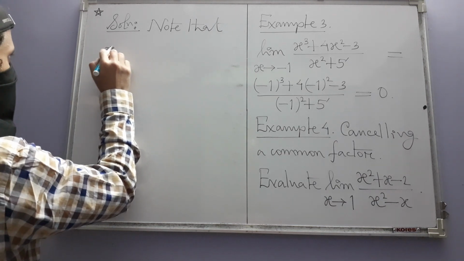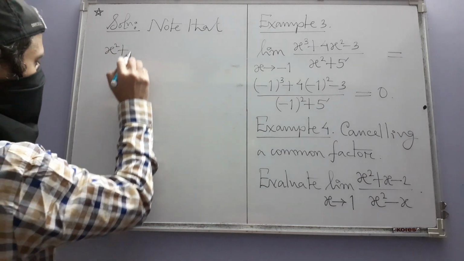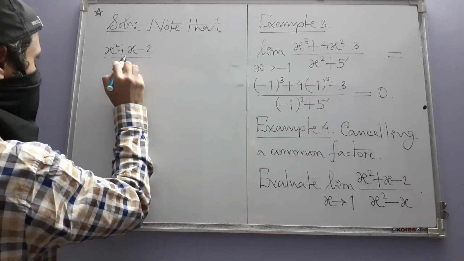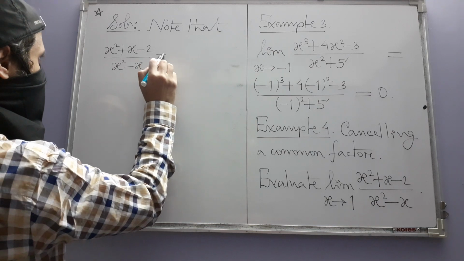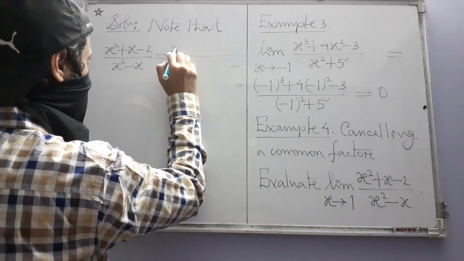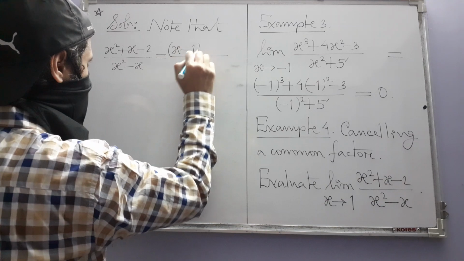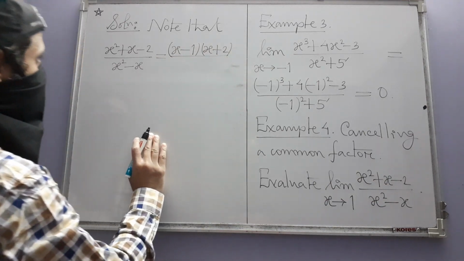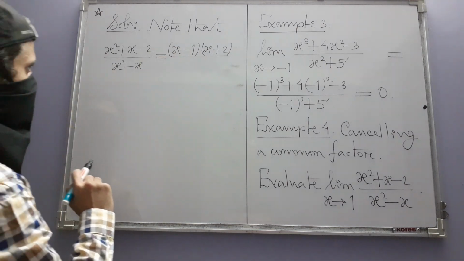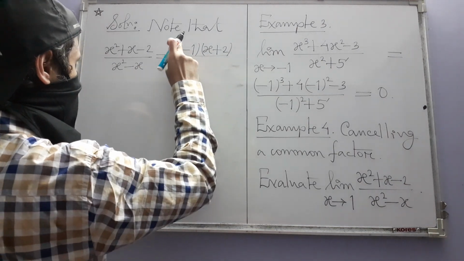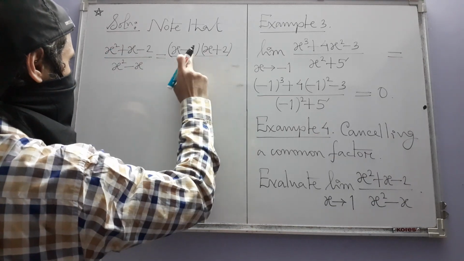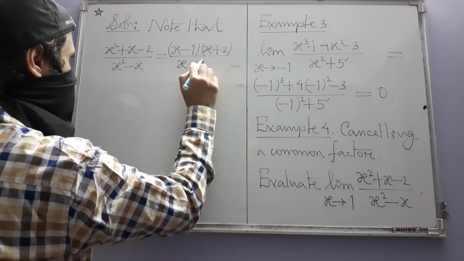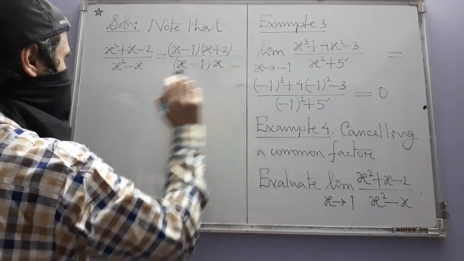Note that x square plus x minus 2 divided by x square minus x. So this is, if one tries to factorize this numerator, then it can be done in this way. Let me check. x square plus 2x minus x is plus x minus 2, yes. And the denominator of course also can be factorized like this.